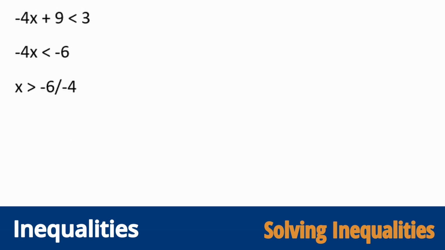Now we can actually simplify. So when we have minus 6 over minus 4, two negatives, we can actually make that a positive. So 6 over 4, and then we can simplify this more to 3 over 2. And when we look at this, we'll realize that this is actually 1 and 1/2. And then we can realize that 1 and 1/2 is the same as 1.5. So x is greater than 1.5.